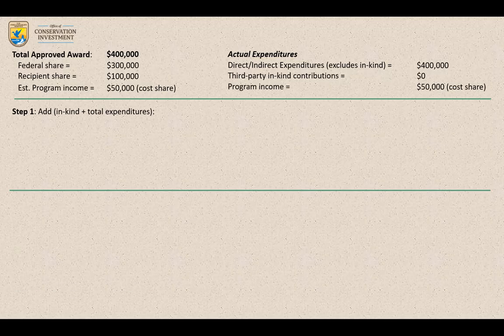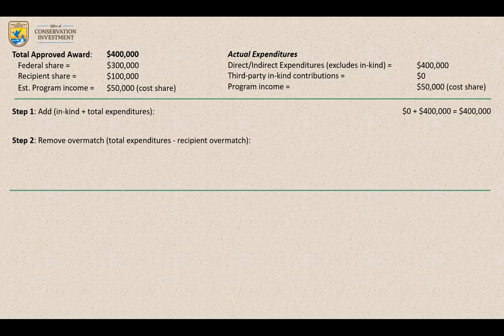The first step is for the recipient to add the value of any applicable third-party in-kind contributions to the total amount of direct and indirect costs charged to the award. Since there were no third-party in-kind contributions, the adjusted outlays are $400,000.